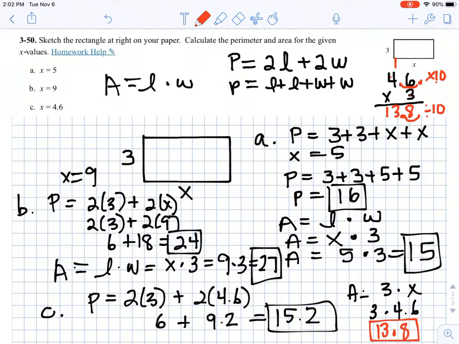13 and 8/10. If I didn't understand how to do that, I could just add 3 4.6's together. So I could do 4.6 plus 4.6 plus 4.6, and I get 18, carry the 1, 13.8.